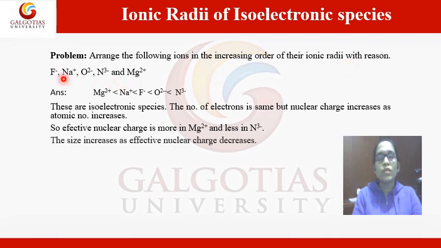So take here F minus, Na plus, O2 minus, N3 minus, Mg2 plus. When you see, all are having the same number of electrons, so these are all isoelectronic species. So how will we arrange them in the increasing order of their ionic radii? See here, the answer is magnesium has less ionic radius, then nitrogen has more ionic radius.